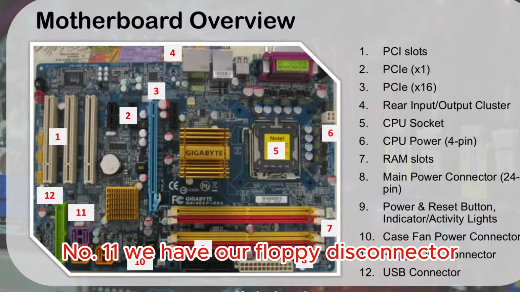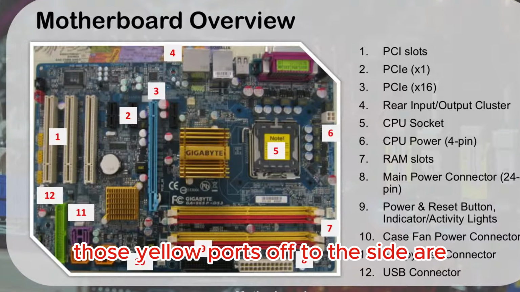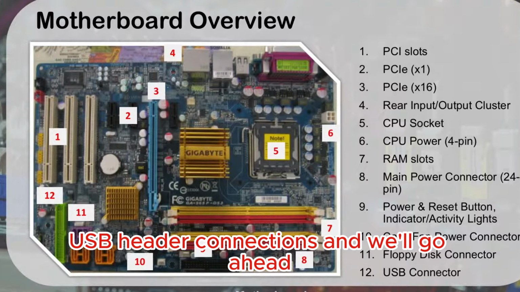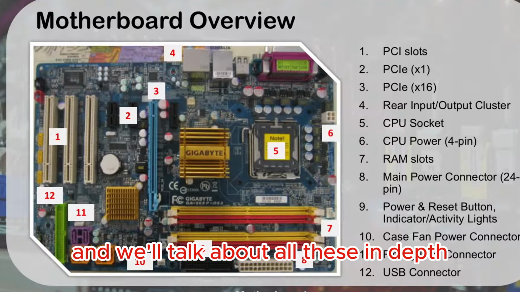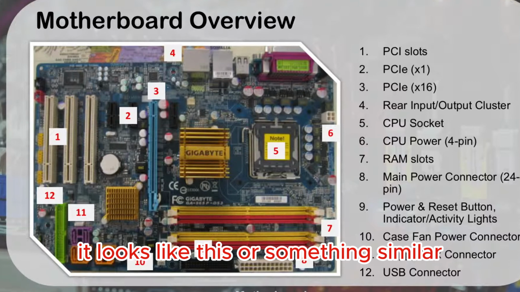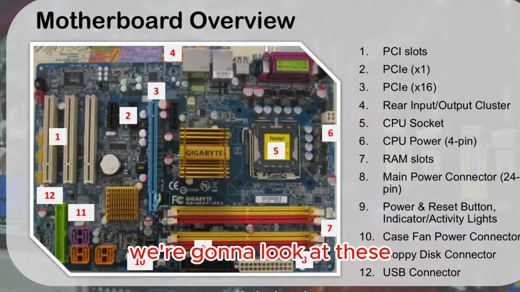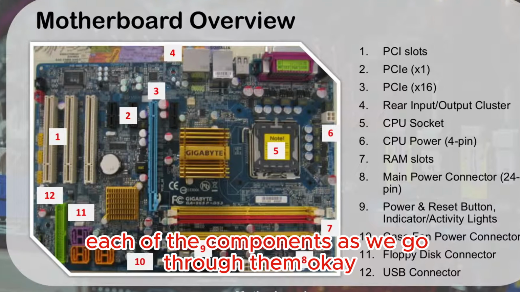Number 11, we have our floppy disk connector. That's that green port right there. And then number 12, those yellow ports off to the side are USB header connections. And we'll go ahead and we'll talk about all these in depth as we go through, right? But you'll get an image that looks like this or something similar, and it'll say, label these ports. Later this afternoon, we pull apart the computer. We're going to look at these and we'll talk about each of the components as we go through them, okay?